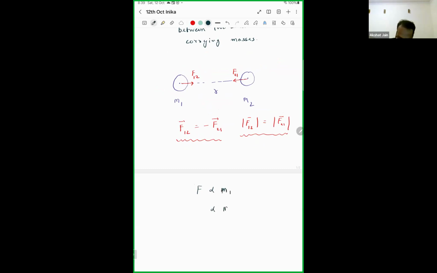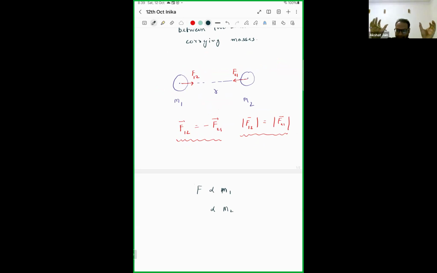Also, it is proportional to M2. Larger the mass, the larger the force of attraction. So you understand this like sun and earth. Earth is moving around the sun. It is not tied by a rope. It is bound by the gravitational force, right?